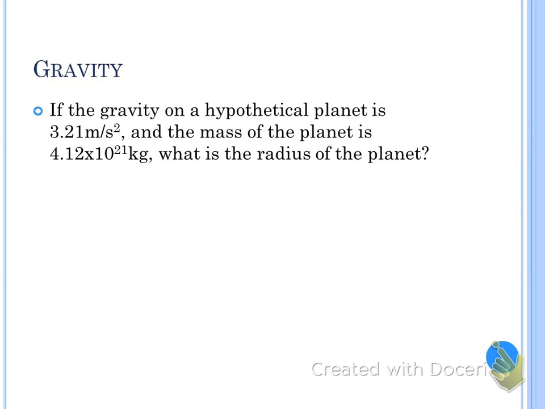If the gravity on a hypothetical planet is 3.21 meters per second squared and the mass of the planet is as follows, what's the radius of the planet? So we're not talking about Earth. You're not dealing with any of the Earth constants. You're doing this one of a separate planet, but the gravitational constant stays the same, so big G still works.